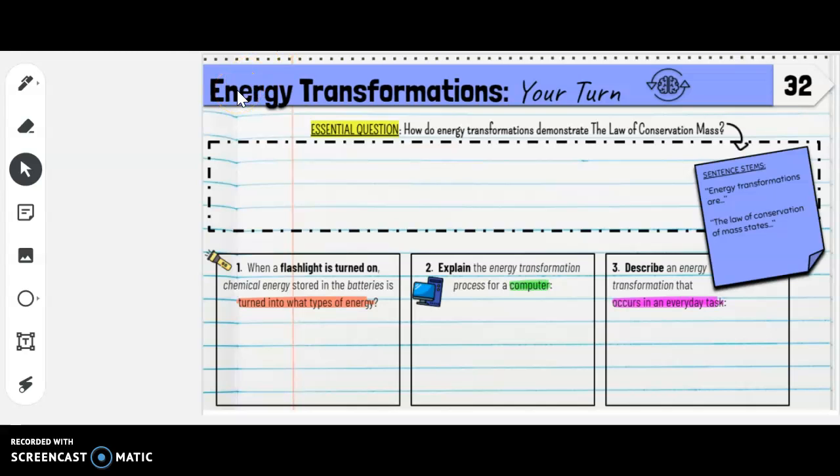Let's move on to the next slide. On this slide here, we have energy transformations. So the essential question, how do energy transformations demonstrate the law of conservation of mass? We'll come back again at the end and we'll answer the essential question. Let's focus on the questions below. First question, number 1. When a flashlight is turned on, chemical energy stored in the batteries is turned into what types of energy?